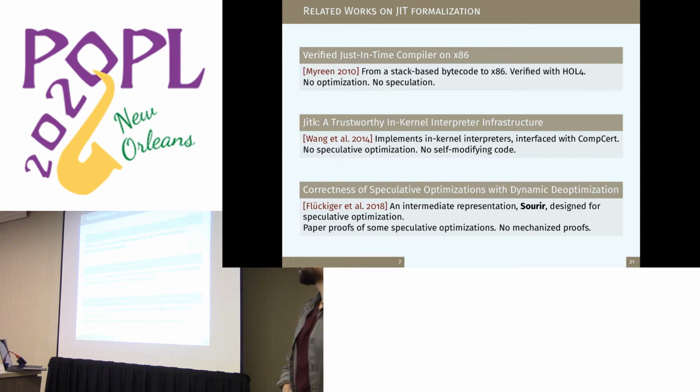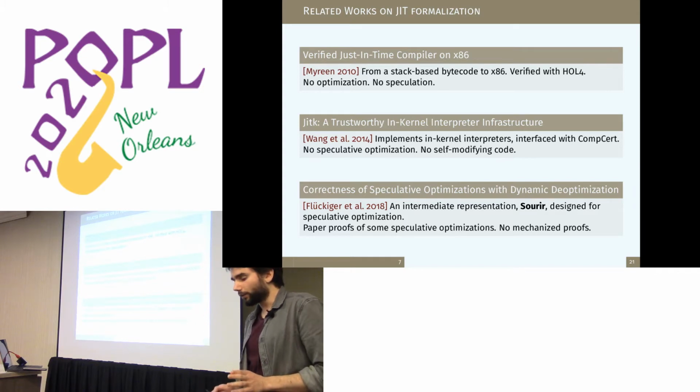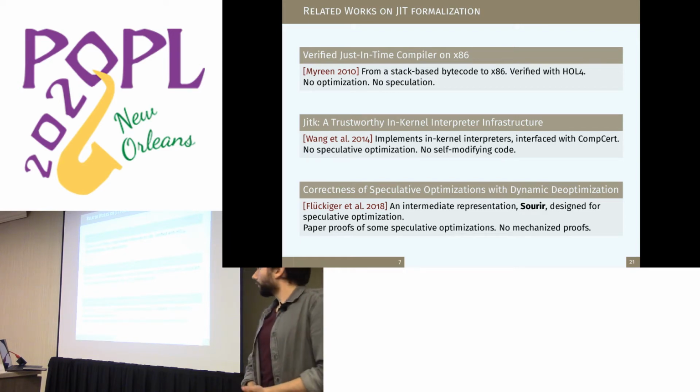Another interesting work is the work on JITK, which is an in-kernel interpreter for a packet filtering language. And it's actually interfaced with Coq, for instance. But in it, there are no speculative optimizations. There is no self-modifying code. Once you have compiled your code, you can just run it as is. So this is not exactly what we want to do.